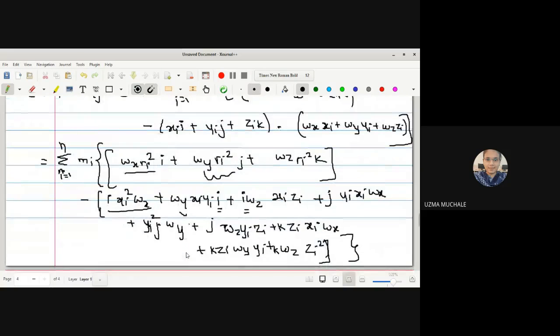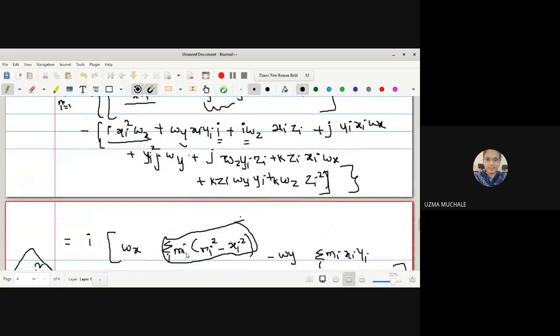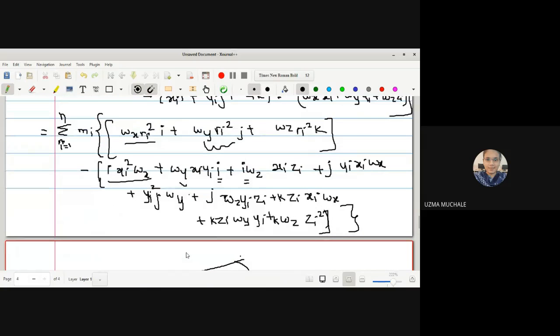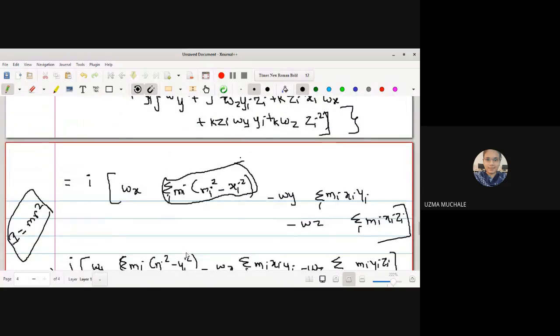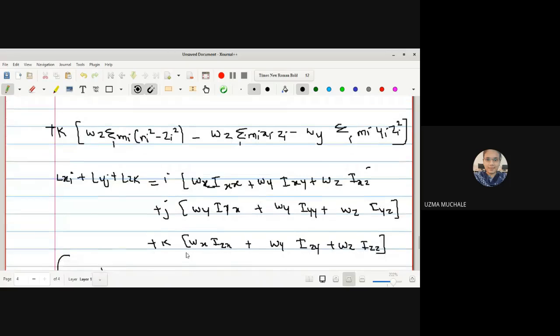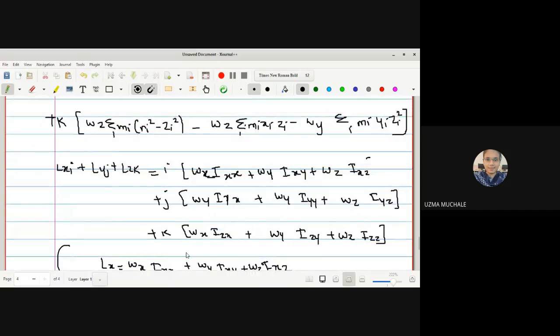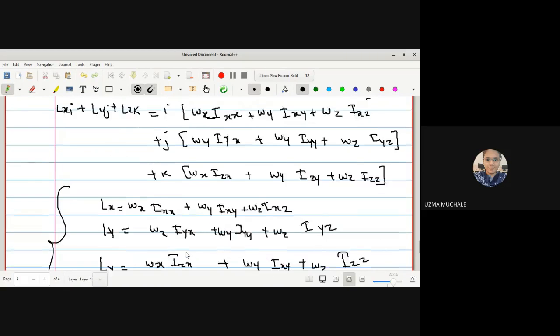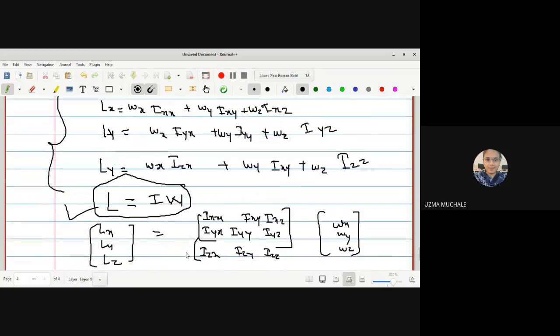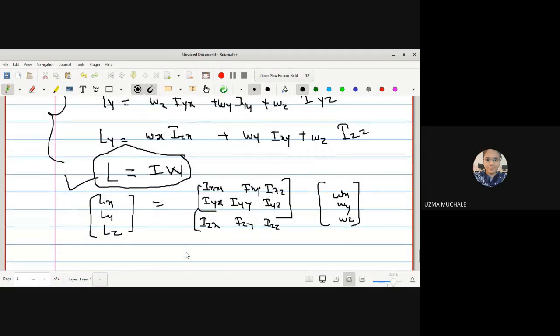Now simply we have to multiply. After multiplying, we have to collect the coefficients. That is, here we have Lx i, Ly j and Lz k. Okay, so we are going to collect them as ijk only. If you collect the coefficients of ijk, comparing the coefficients of ijk, we can write Lx, Ly and Lz equal to, and then we can write this in the form of a matrix, that is L equals I into omega.